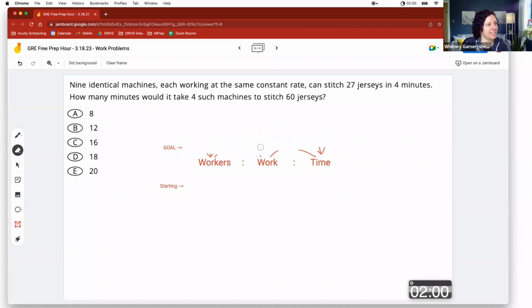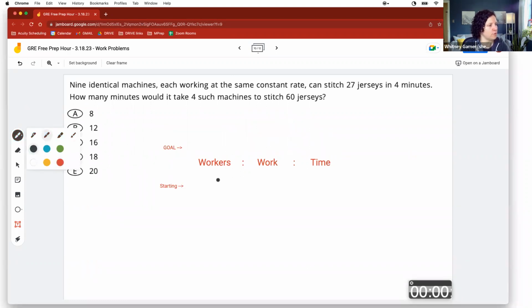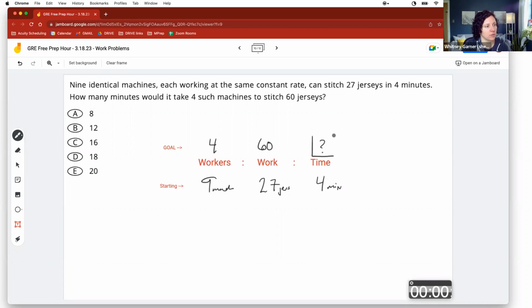Okay, so let's start to fill it in. So 9 machines, that's our starting value. So 9 workers, at the same rate, they'll always say that, do 27 jerseys in 4 minutes. And you might write what those are, that's fine too, jerseys. And then this is machines. How many minutes would it take 4 machines to stitch 60 jerseys? Okay, so this is the piece I'm looking for. Now everything is up for grabs. My job is to turn any one of these into the other ones, right?